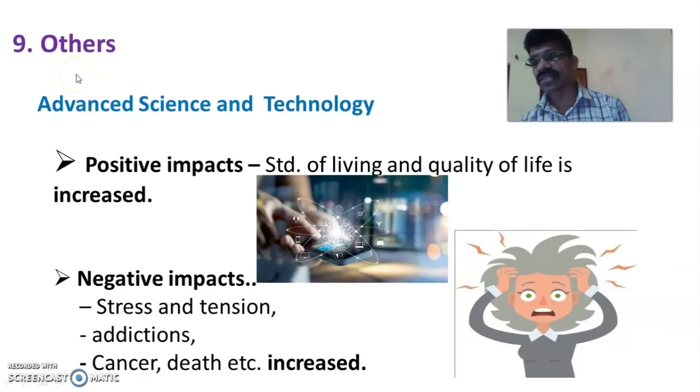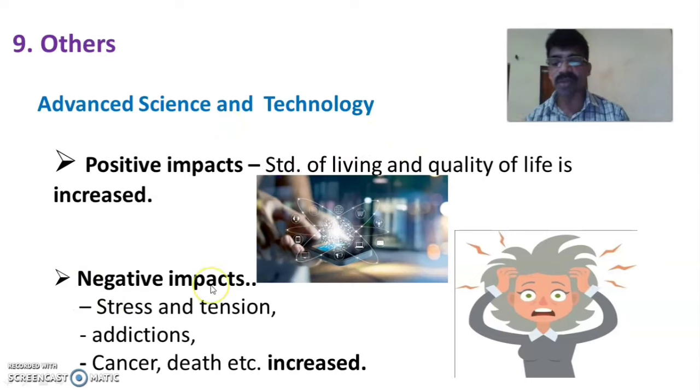So the ninth factor is others. The ninth one is others, that is advanced science and technology in the medical field and other areas. Advanced science and technology have both positive and negative impacts. Under positive impact, it increases the standard of living and the quality of life of the people. That has been an aspect of reducing the number of diseases and health related problems. As the standard of living is increased, the quality of life is increased because of the advanced science and technology.